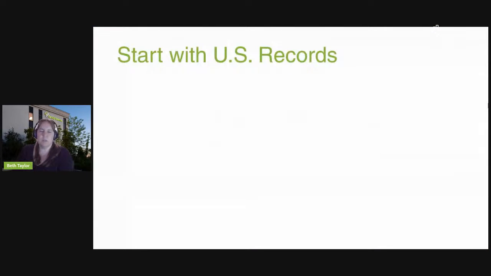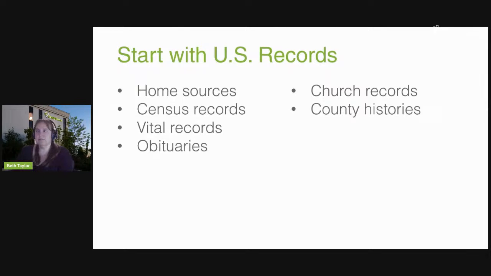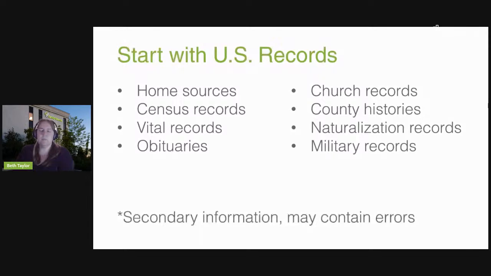You want to start with these records. Before I even start looking for immigration records, I oftentimes look for immigration clues in other records. So consider things like home sources, census records, vital records, and we'll go through all of these in a minute. Obituaries, church records, county histories, naturalization records, and military records. One thing to keep in mind is that these are all records with secondary information about immigration, so they may contain some errors, and there might be some conflicts between the different records, but it's a good starting point. Let's take a look at these different record types and what kinds of clues about immigration they include.